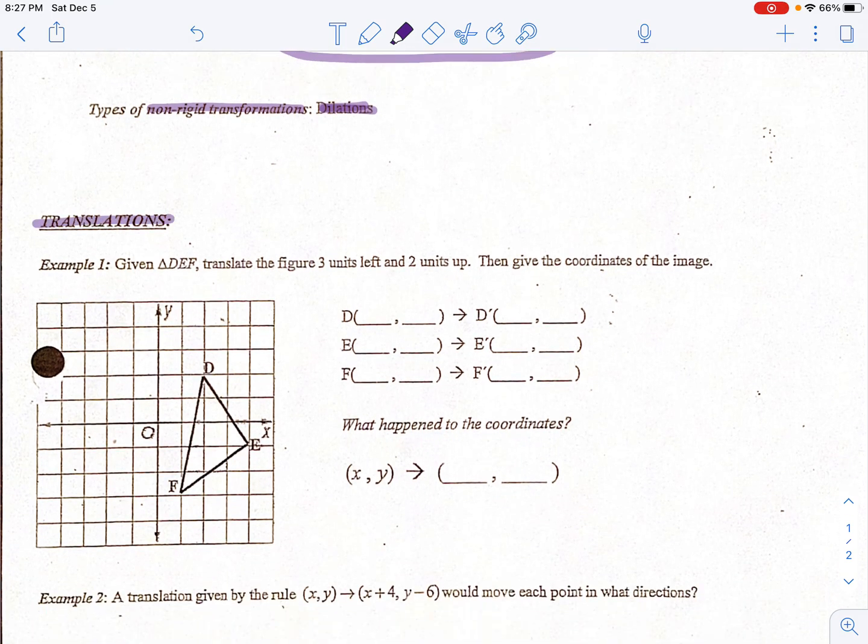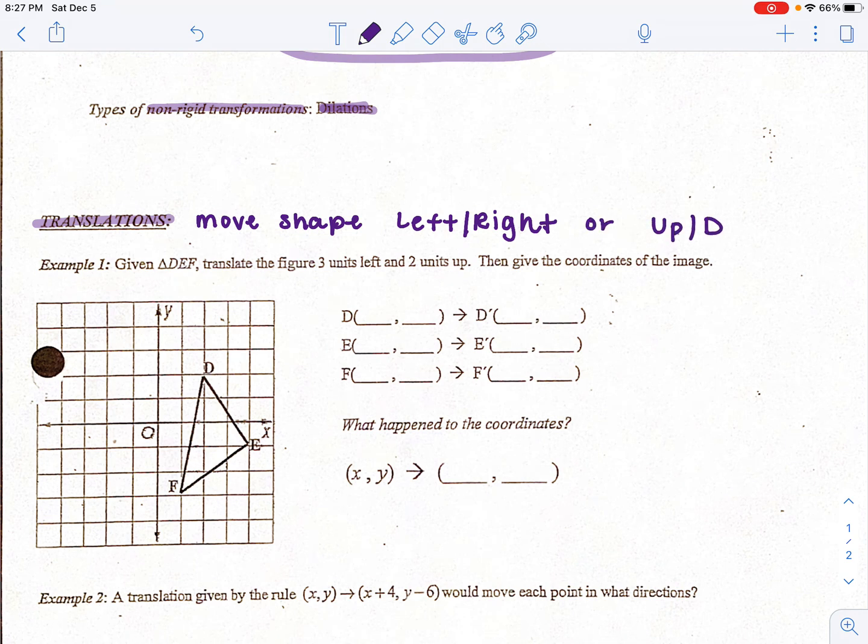So the first one is a translation. All right, this is when you move an object left or right, up or down. Left or right. Or up or down. So here's our first example here. We have triangle DEF already pictured for us. We are going to be translating this figure 3 units to the left and 2 units up.